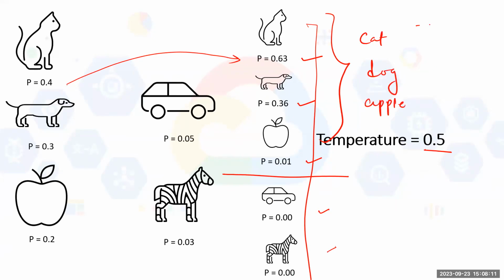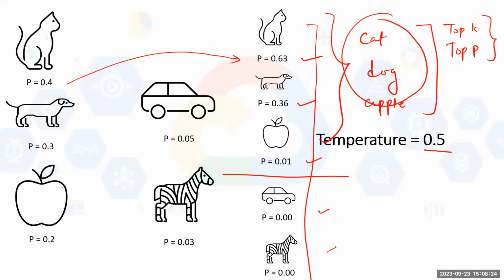Now, temperature is not the only parameter, right? It also includes the top K value and top P value as discussed. Based on these values, my sample size has been reduced, and the output from the model will be among these values only.